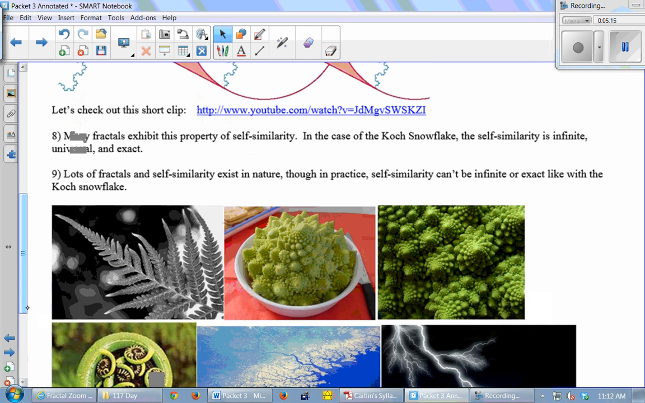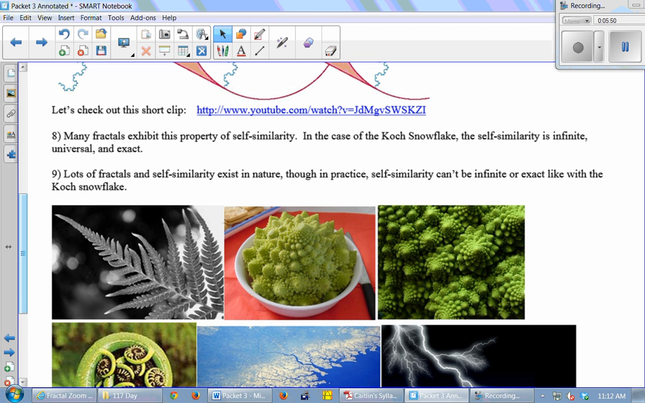Many fractals exhibit this property of self-similarity, and in the case of the Koch snowflake, the self-similarity is infinite, meaning you can zoom in forever because it's an infinite object. We had to stop the video at some point, but you could keep going and going, keep zooming in, and it will keep looking like itself. That means it's infinite. It's also universal, which means you can zoom in anywhere. You could tell in that video we were zooming in different places, and it just kept looking like the snowflake. And it's exact: it looks exactly the same when you zoom in.